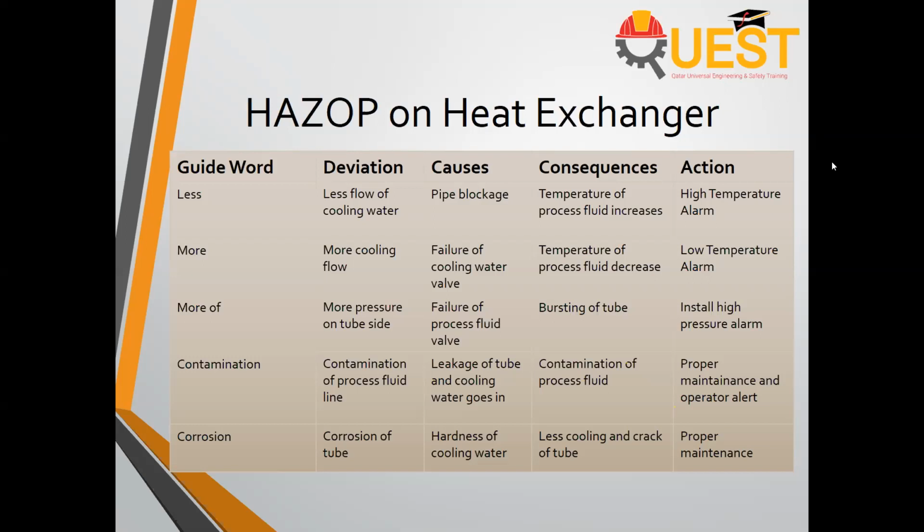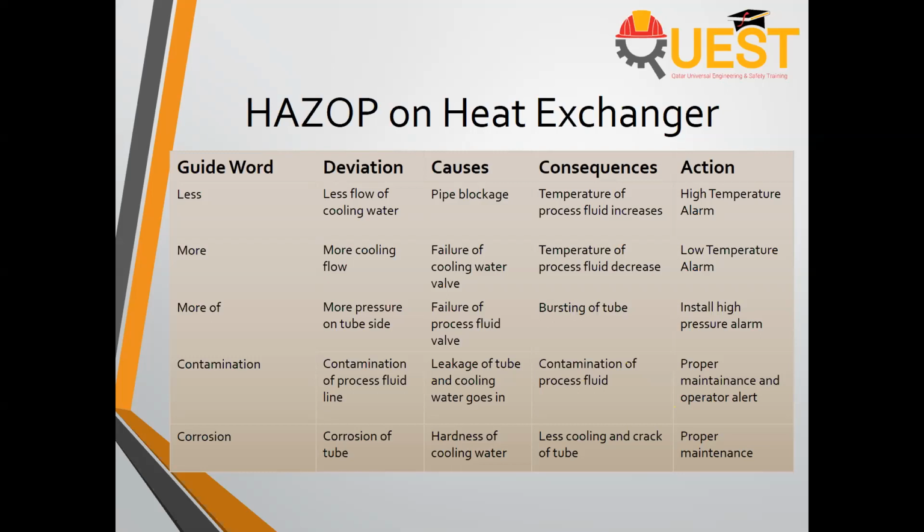So what would be the action for getting this less flow? We'll have a high temperature alarm. If the temperature goes high, it means that there is less cooling water being entered into the system. So the temperature alarm has to be installed. The next guide word is more cooling flow. If more cooling flow enters into the system, it is obvious that the temperature will go low. So what do we need in short? We need a low temperature alarm.